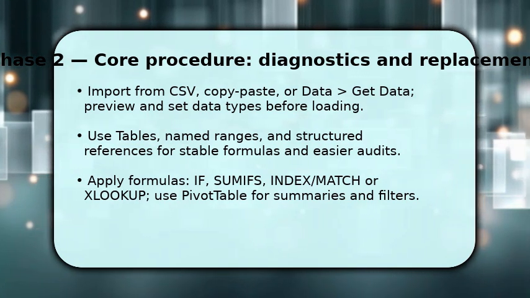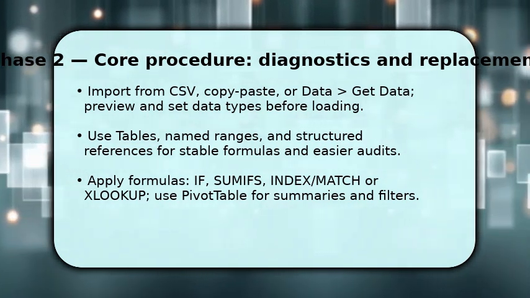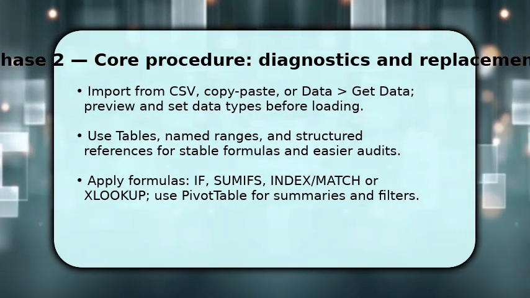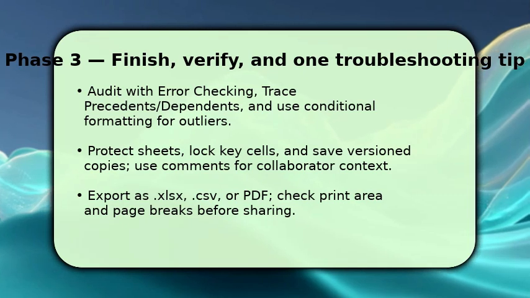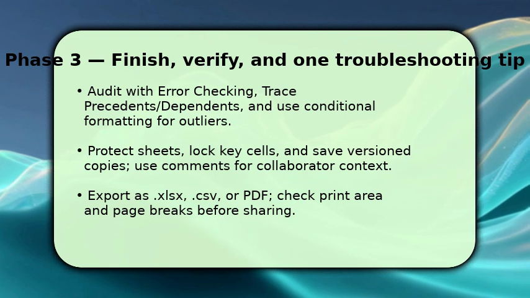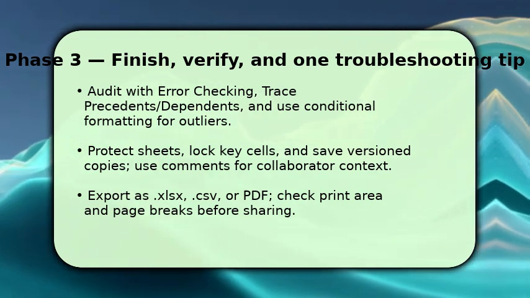Once your calculations work, create a pivot table to summarize and filter. This gives an interactive view. Finish by auditing and protecting the workbook. Run error checking, trace precedents for complex formulas, and apply conditional formatting to flag anomalies. Then lock critical cells and protect sheets while keeping a version backup in case you need to revert.